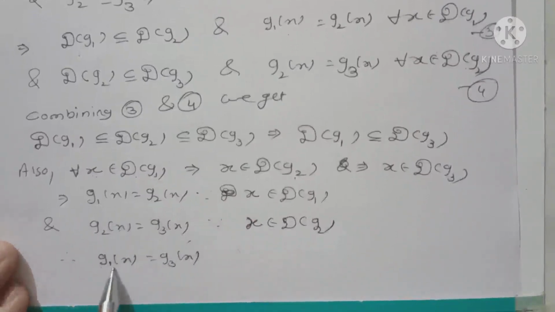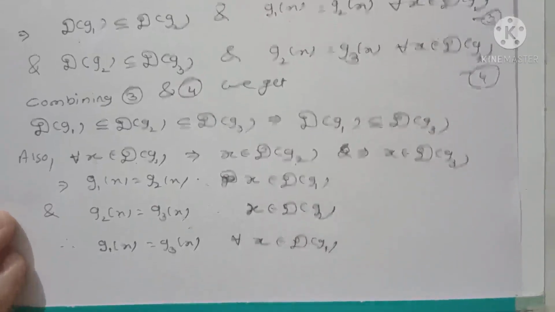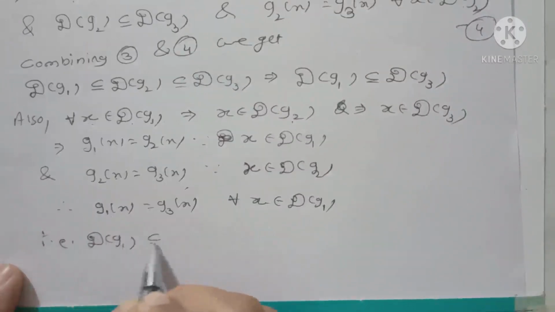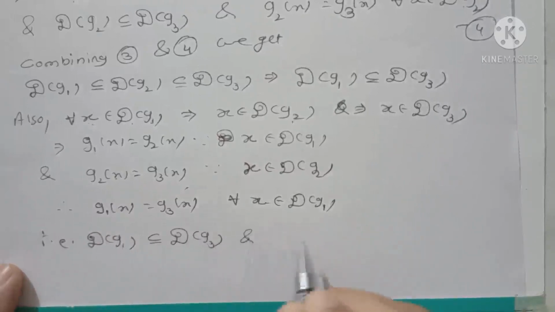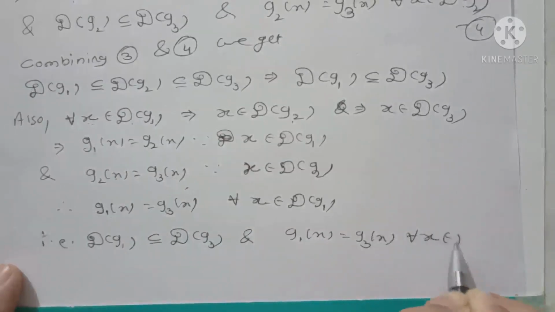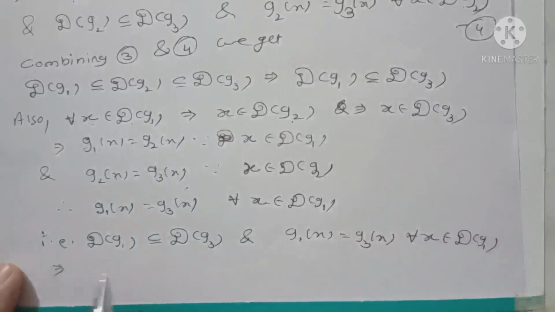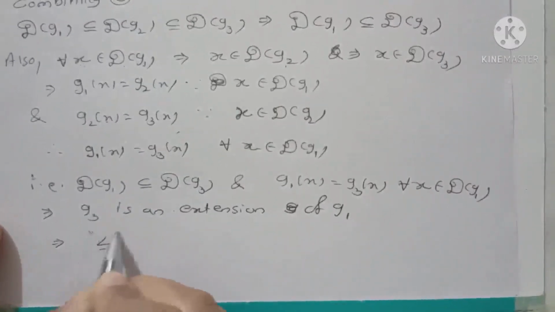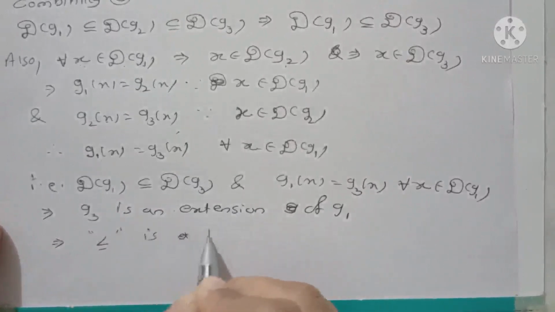Therefore we are getting that g1(x) equals g3(x) for all x belonging to the domain of g1. That means the domain of g1 is a subset of the domain of g3, and g1(x) equals g3(x) for all x belonging to the domain of g1, and this implies that g3 is an extension of g1, and this implies that the relation less than or equal to is transitive.